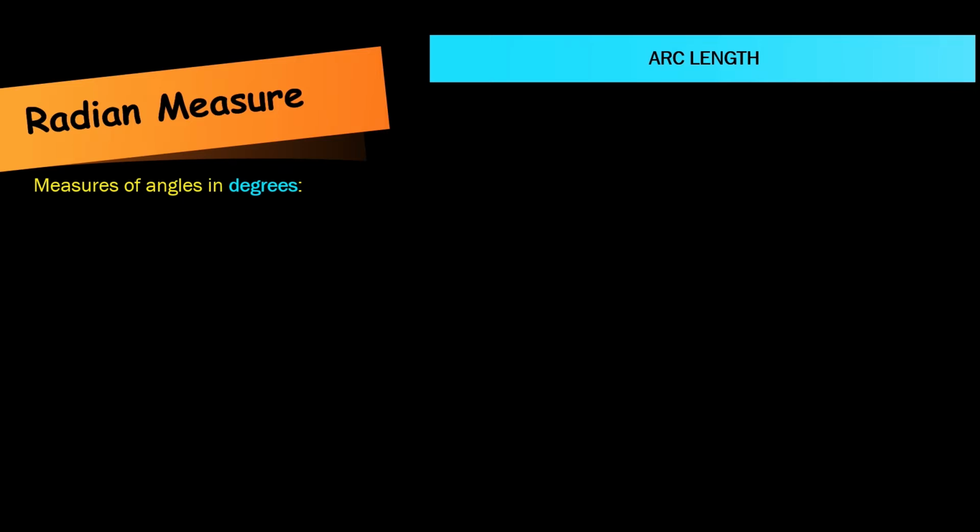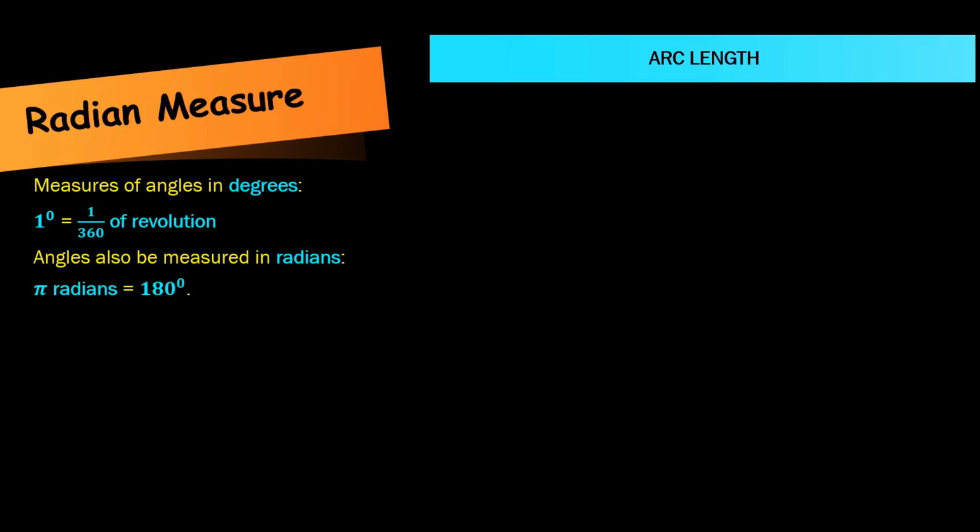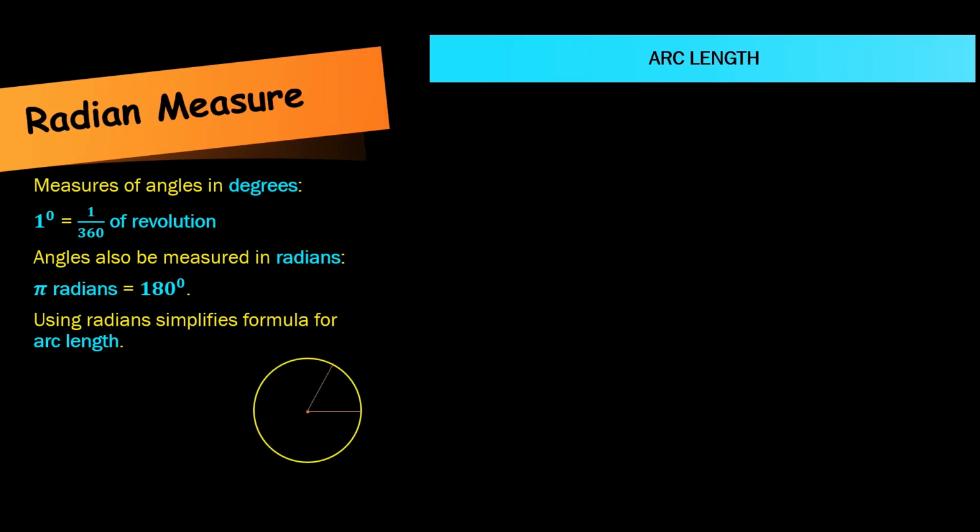Recall that the measures of angles in degrees are defined by 1 degree equals 1 out of 360 of a revolution. Angles can also be measured in radians. Pi radians equals 180 degrees. Using radians simplifies the formula for arc length.